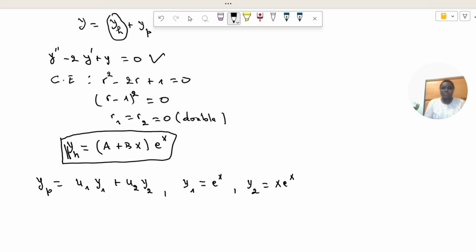So y1 equals e power x for r1 equal to 1, then r2 is also equal to 1. So we have this y1 and this y2, and what is u1 and what is u2? That's what we are supposed to find. And how do we find u1 and u2? We have to find what we call the Wronskian of our differential equation. Let me call it W.